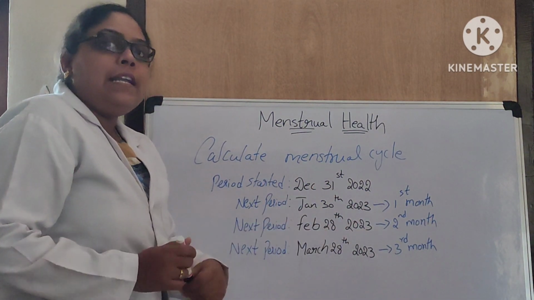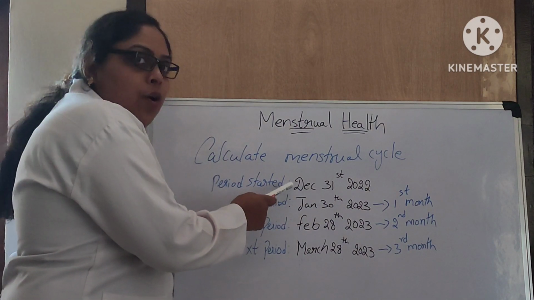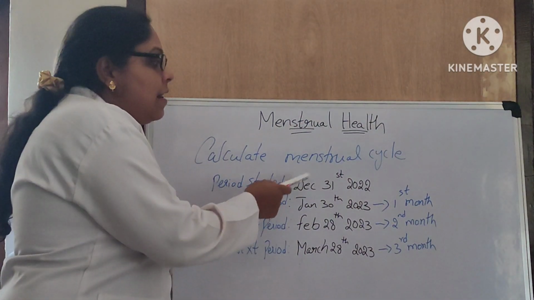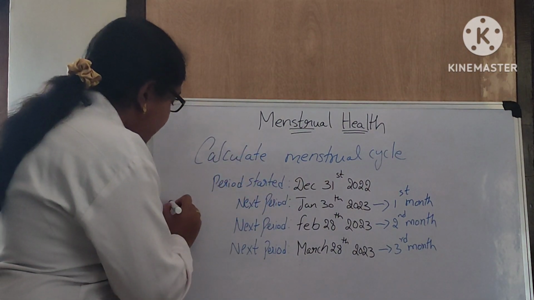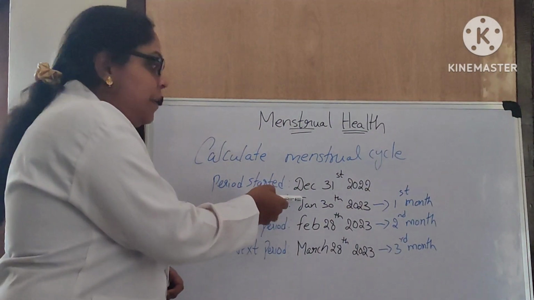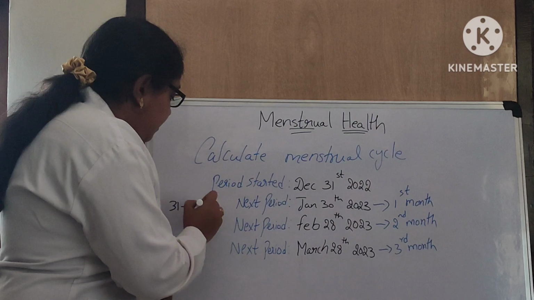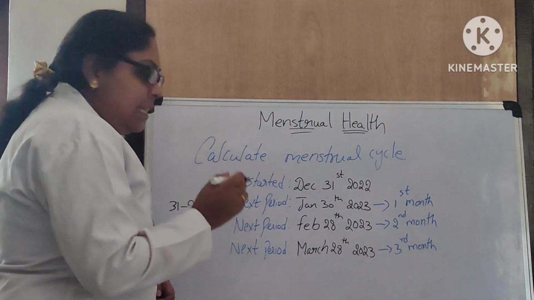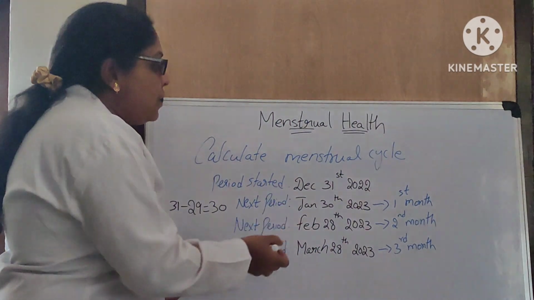The criteria is that the first day of the menstrual period is counted as the first day. So what's the first day here? The 31st. And one day before the next period, that is January 29th. So how many days? 30 days. This is one cycle.